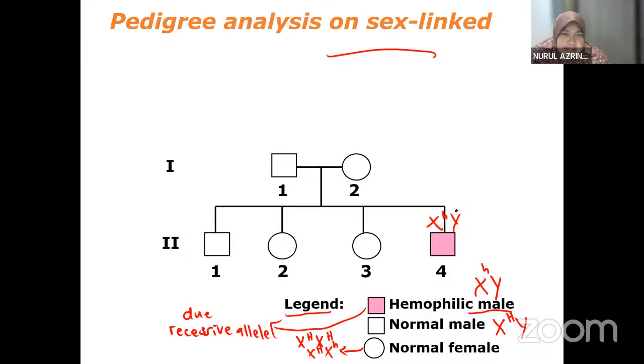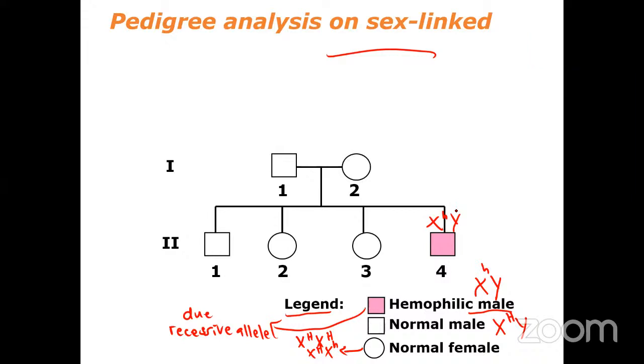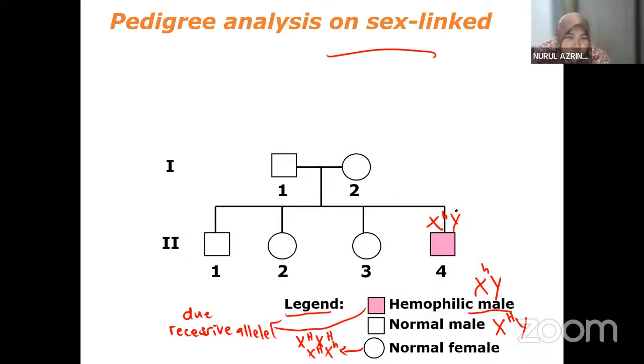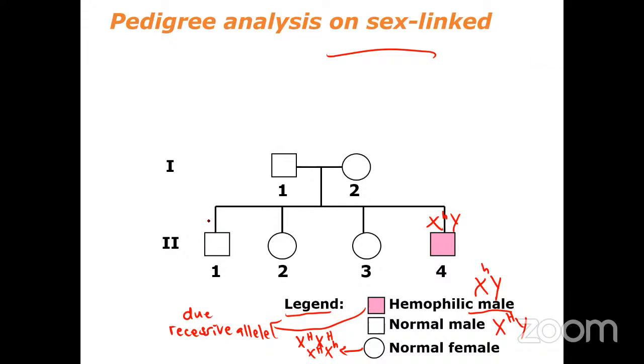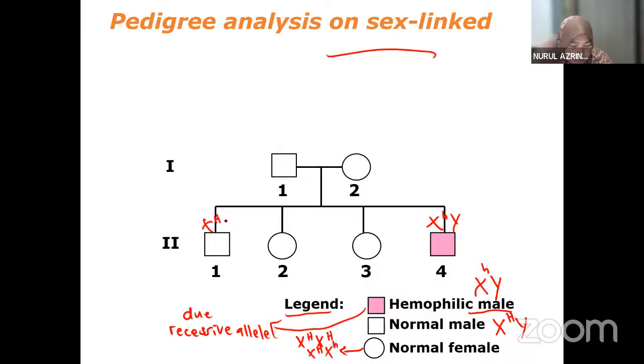Okay, lagi? Settlekan mana lagi? Yang 2-1. 2-1 genotype is X capital H Y, yes, X capital H Y because he is normal. So kalau normal, lelaki ada satu je kromosom X. So kalau dia ada satu dominant allele, then he will be normal. Okay, alright, so X capital H Y. Okay, what's next?